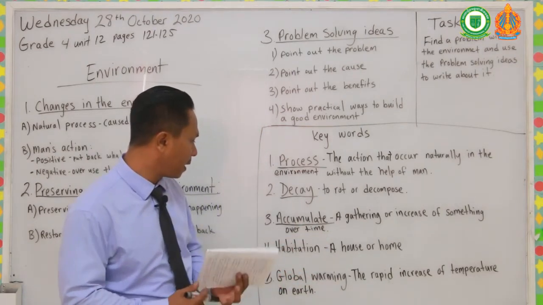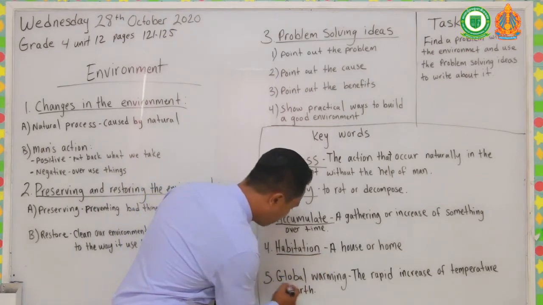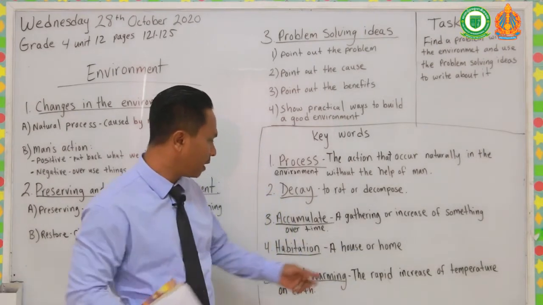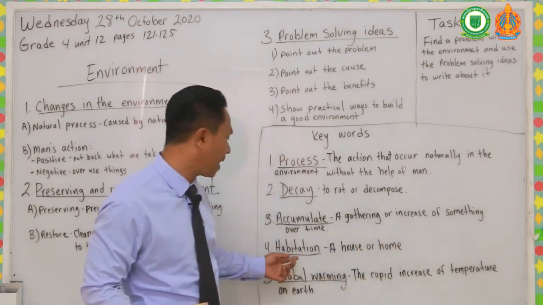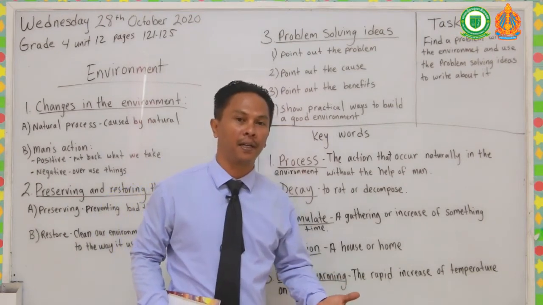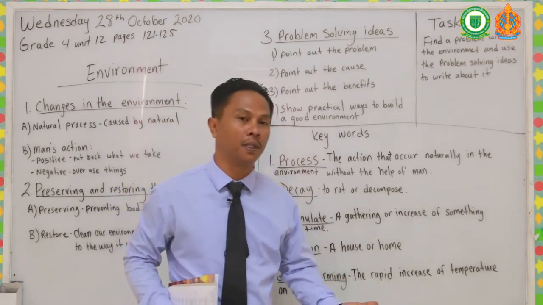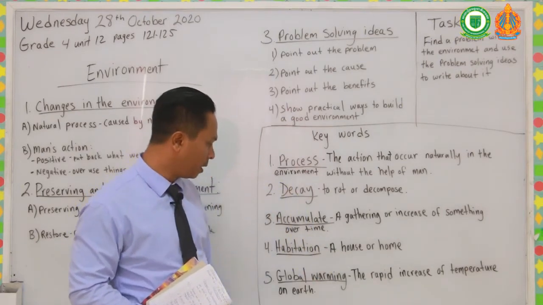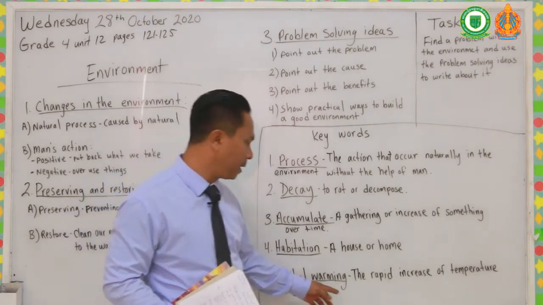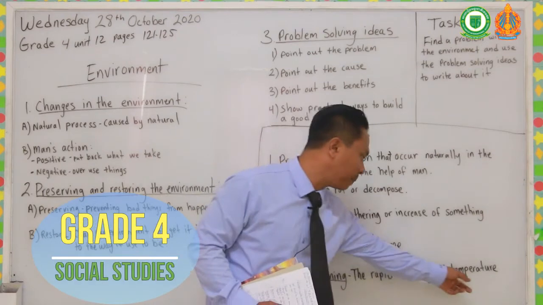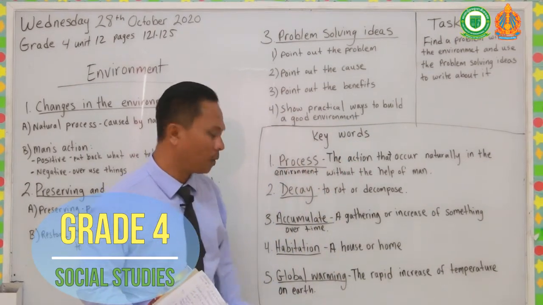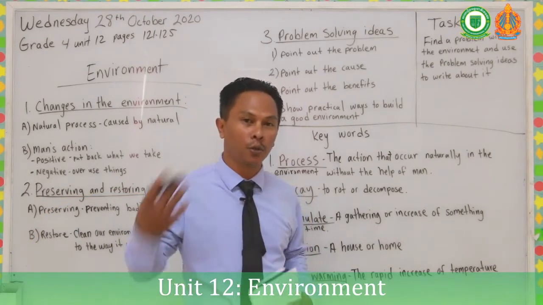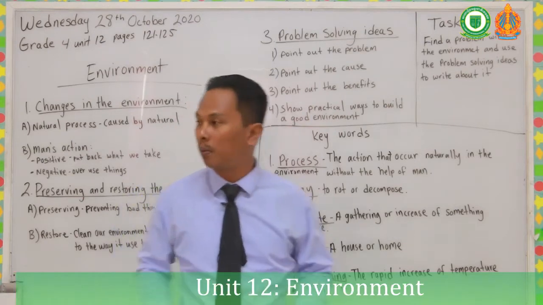Okay, and number 4, habitation. Habitation is a house or a home. So it's just another word for house or home. So when we talk about habitat, animals' habitat, our habitat, we're talking about their homes, our homes, okay? And number 5, global warming. Okay, again, global warming is the rapid increase of temperature on Earth. So when we talk about global warming, we're talking about the temperature on Earth rising due to pollution. Okay, that's what global warming is.